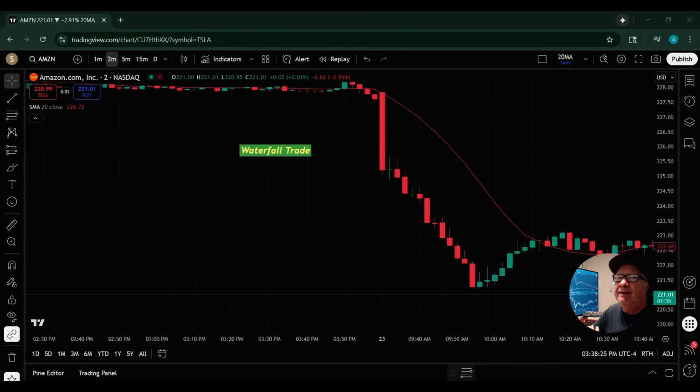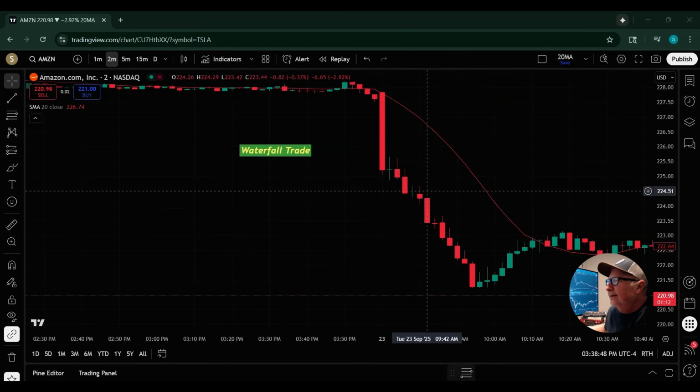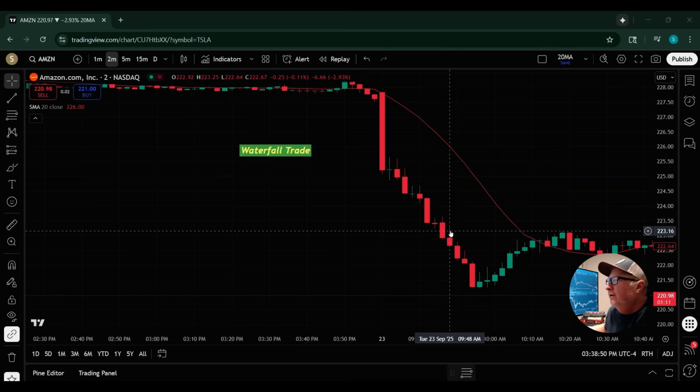Because most people would like to be involved in a news play when you get a fall off like this, but don't know how to enter. This is one idea of how to enter into a trade like this. And again, I call it a waterfall because it looks like a waterfall.